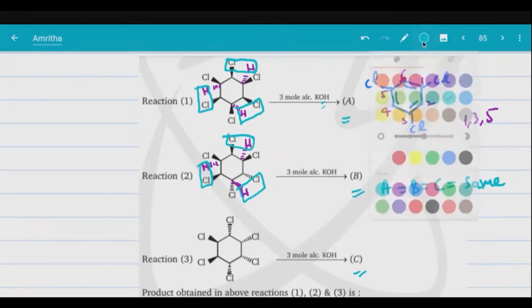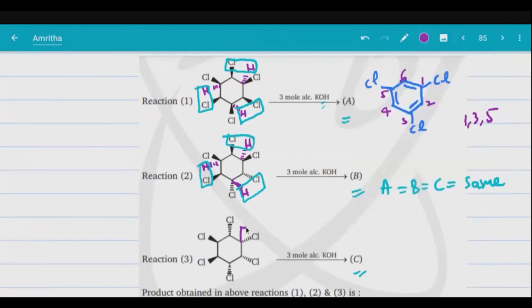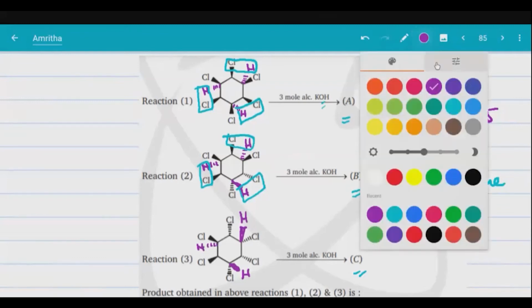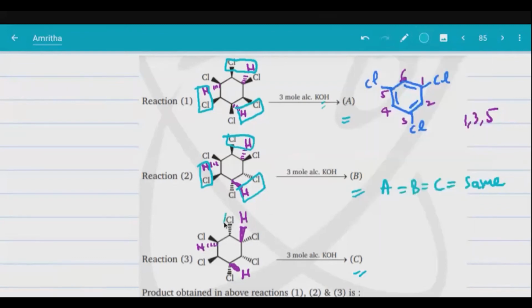And start here also. Here I'll show you there is hydrogen up, and on this Cl there is hydrogen up. Remove this Cl, hydrogen down. 3 moles maximum, HCl removed. Again HCl removed. HCl is removed here, and there is HCl. All are dehydrohalogenations because alcoholic KOH is in all cases.